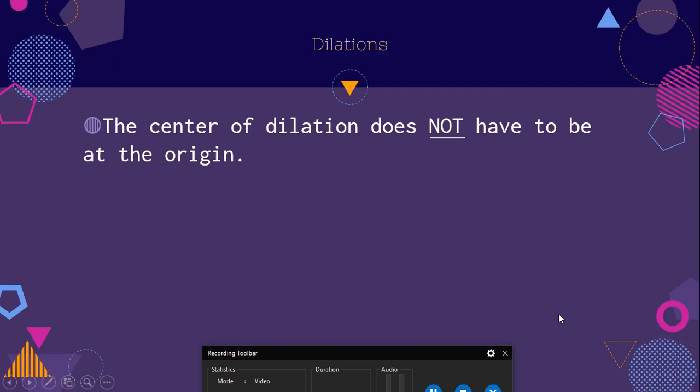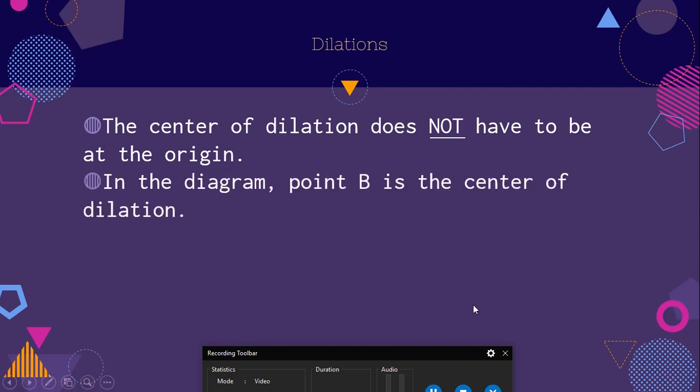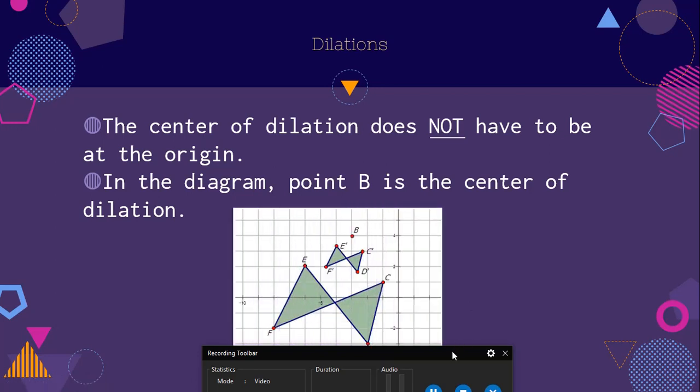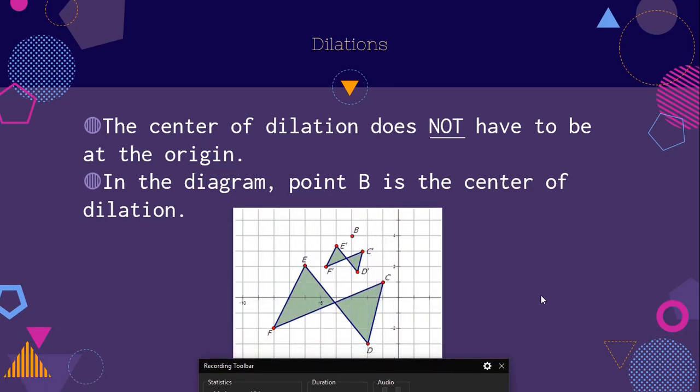Yesterday, we dilated our figures through the origin, but the center of dilation does not have to be at the origin. So we do want to pay attention to the directions when it tells us where the center of dilation is. So in my picture, point B is going to be my center of dilation. And I know that right now because they told me.